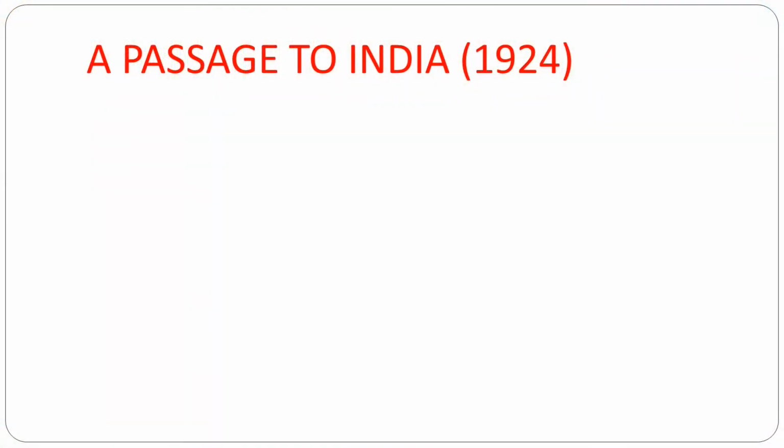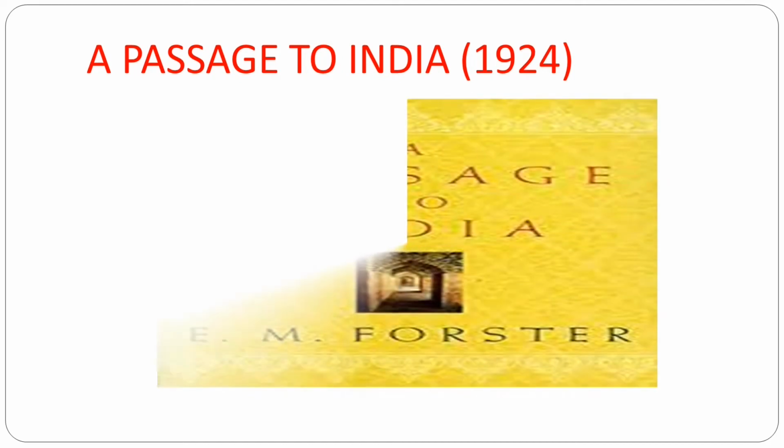In today's session, we are going to discuss one of the famous British novels of the modern period called A Passage to India by E.M. Forster, which is block number 8 in paper number 3 of the MA course. This is the cover page of the 1924 novel A Passage to India.